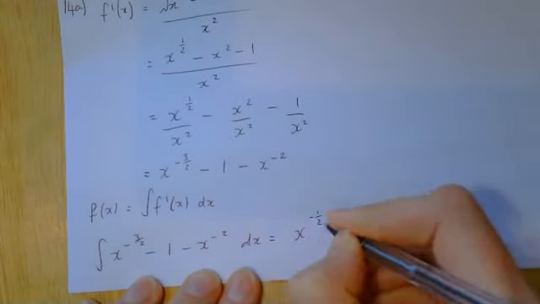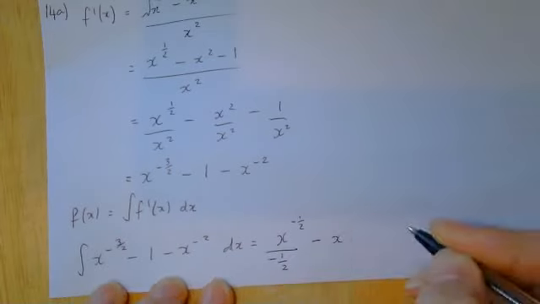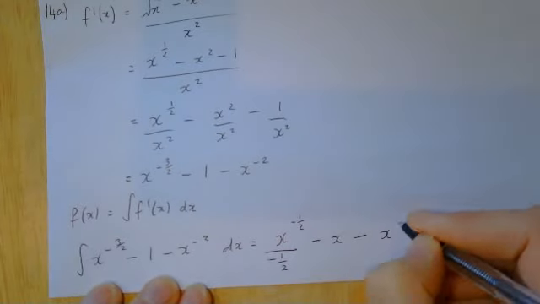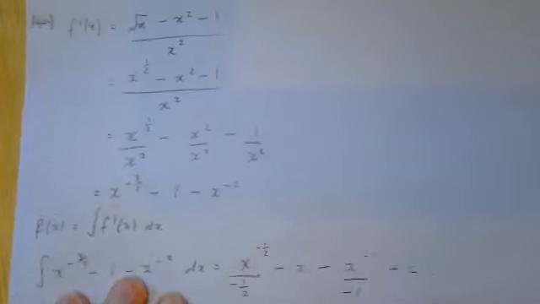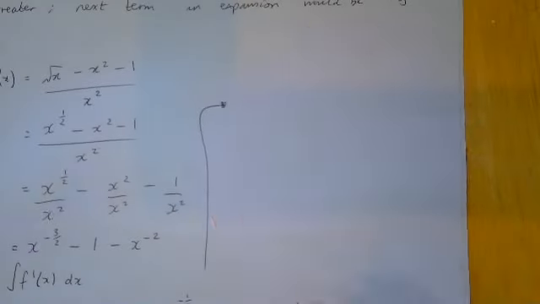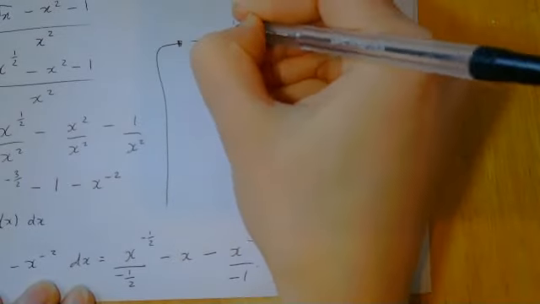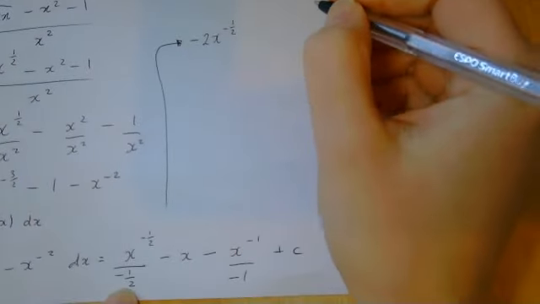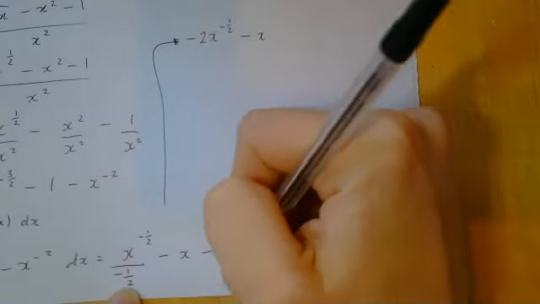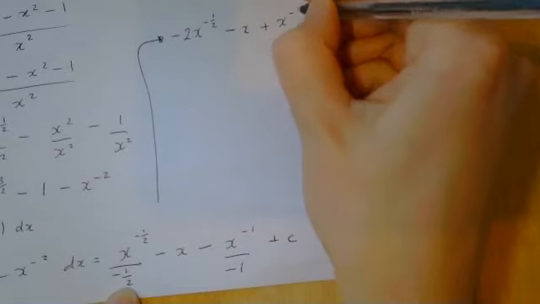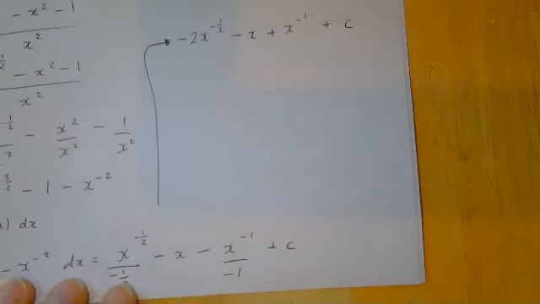Right, let's have a go. So, increase the power, and then divide by the new power. Plus c, don't forget your plus c. So I'm going to get minus 2x to the minus a half, because I'm dividing by minus a half. So that's going to be minus 2 root x, and then I'm dividing this thing by minus 1, so that's going to be plus x to the minus 1 plus c.